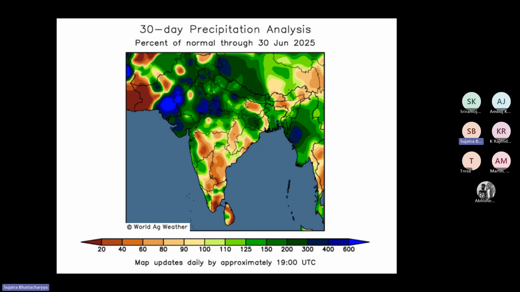Now, this one is not a good way to do it. When you use percentage departure in this kind of plot, regions which are very dry get a high value like this. So that's somewhat misleading. It has advantages, but in regions of low rainfall, it will show very high percentage departure.